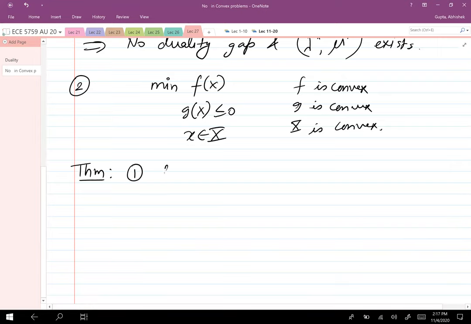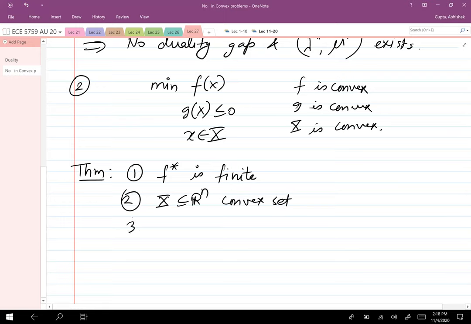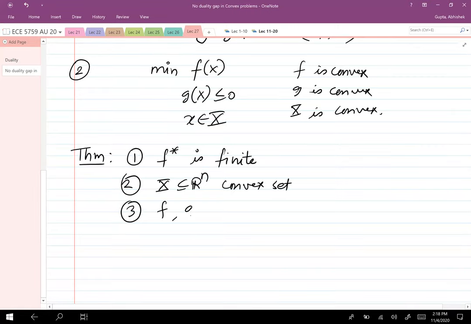So the first obvious assumption, f star is finite. Second assumption, X is a convex set. f, g from X to R convex. So you just want the functions f and g to be convex in the domain within the set X. Outside of set X, it may be non-convex. That's completely fine. But within the set X, it has to be a convex function.